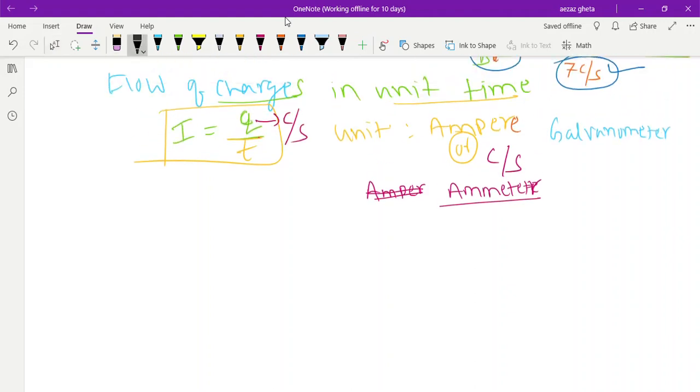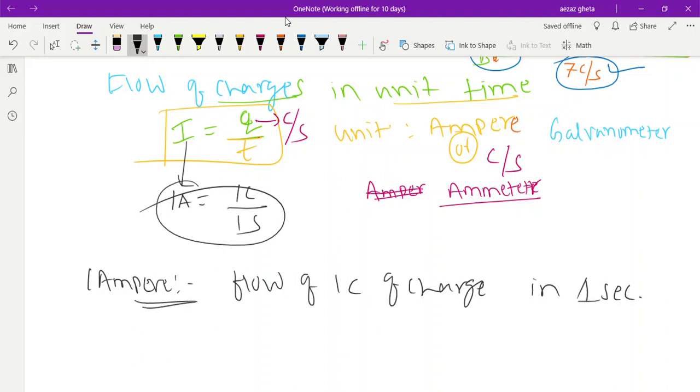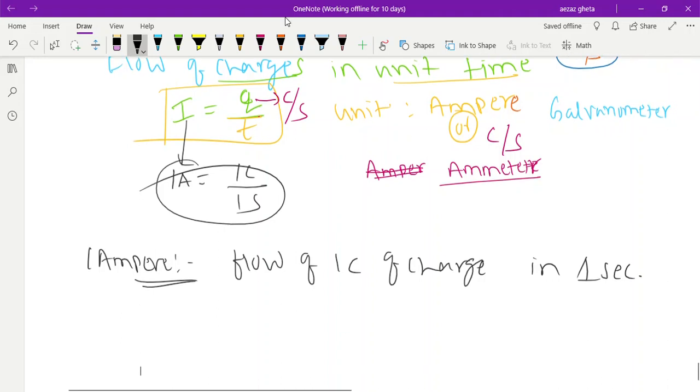So I want 1 ampere. Then what should be the right hand side? If I have 1 coulomb of charge flowing in 1 second, that will give me 1 ampere. So what definition of 1 ampere will come? 1 ampere is nothing but the flow of 1 coulomb of charge in 1 second. Everybody understood? Flow of 1 coulomb of charge in 1 second is called 1 ampere.